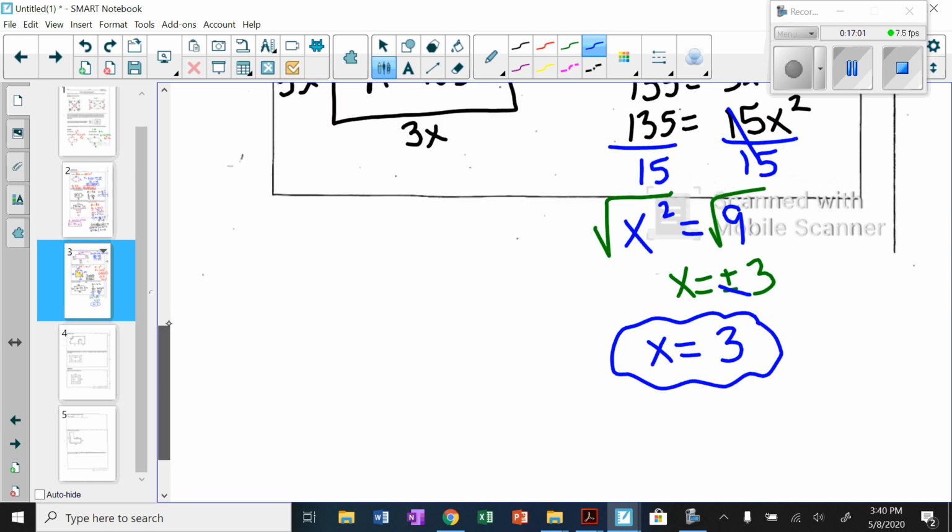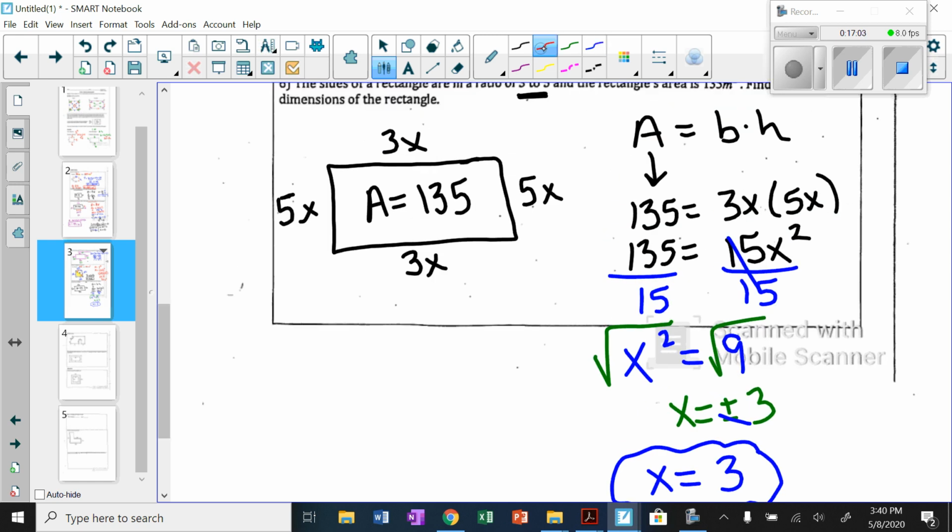Now we want to find the dimensions. So let's go back, plug in that 3. We're going to say 9 and 15. So the dimensions are 9 by 15.